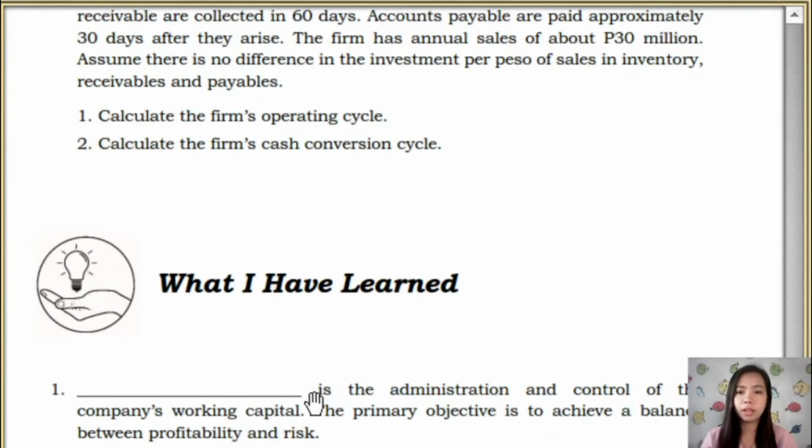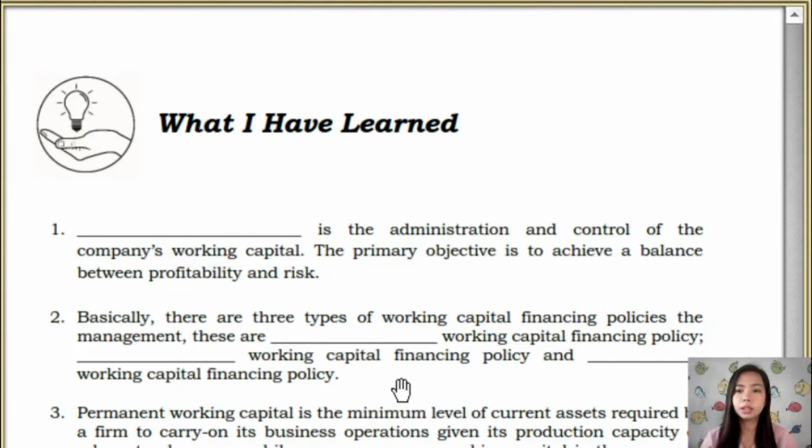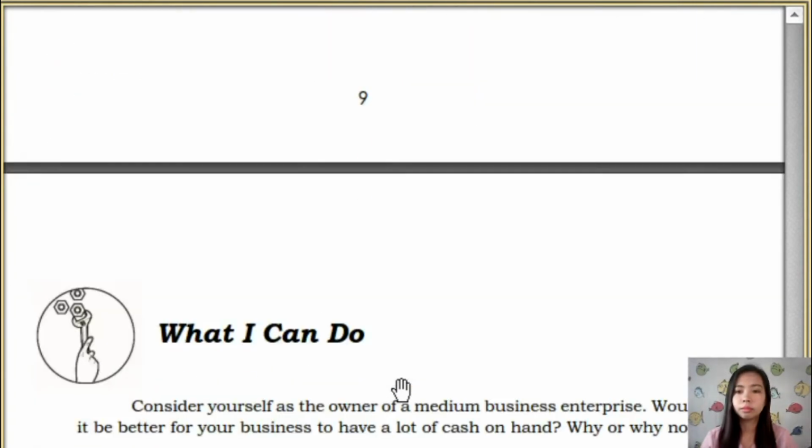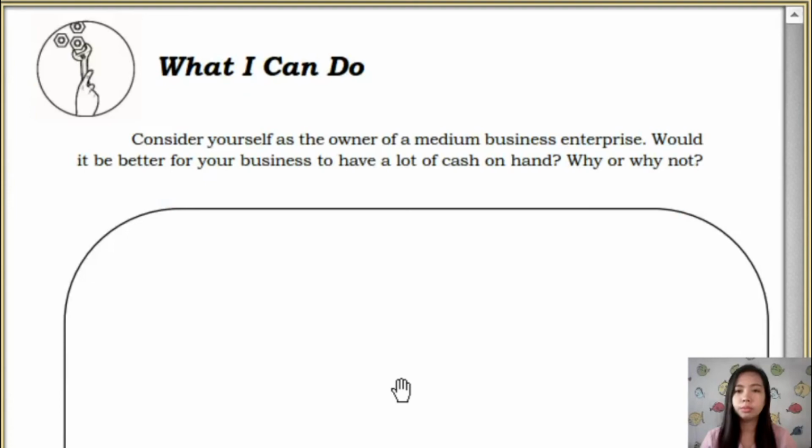Okay, you have what I have learned. Just fill in the blanks. What I can do. Okay, consider yourself as the owner of a medium business enterprise. Would it be better for your business to have a lot of cash on hand? Why or why not? So, consider that it is a medium business enterprise and possibly consider kung anong type ng industry yung business na pipiliin ninyo. Kung supplies, restaurants.